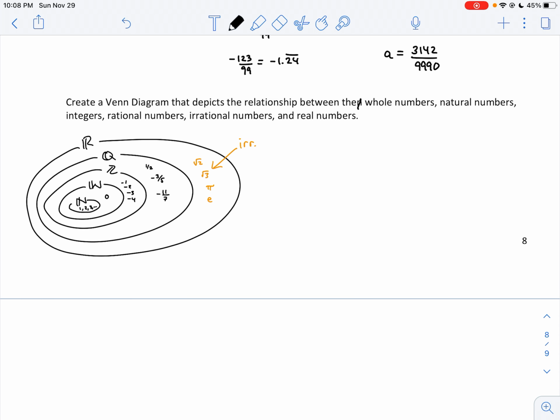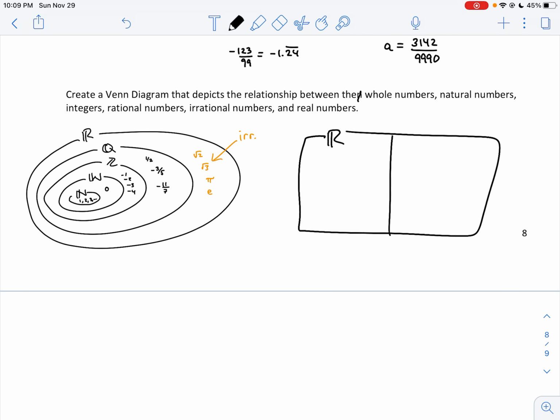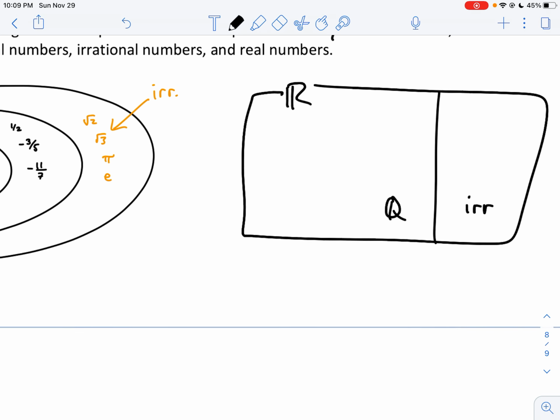If I were to do a Venn diagram working from largest set to smallest set, there's a few ways you could do this. You could do a rectangle for all the real numbers. This stands for all the real numbers. The real numbers are split, not necessarily equally, but one side of this would be the irrationals, and the other would be the rationals. So you could split the reals into two disjoint sets, the rationals and the irrationals, because you can't be irrational and rational both, by definition.